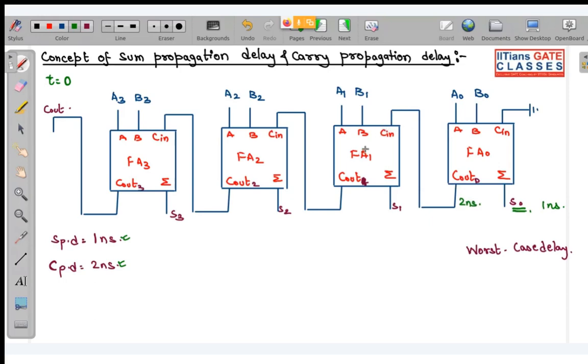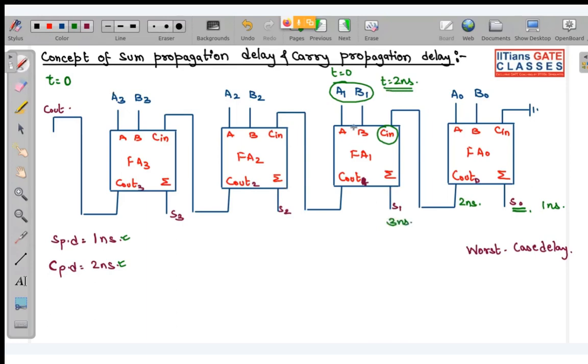So this full adder will get its complete input at t equal to 2 nanoseconds. A1 B1 was applied at t equal to 0, but full adder 1 was waiting for this C in to get stabilized, and it got stabilized after 2 nanoseconds. So at 2 nanoseconds we got this input. So after 1 more nanosecond, that is 2 plus 1, I will get this S1. That is your 3 nanoseconds.